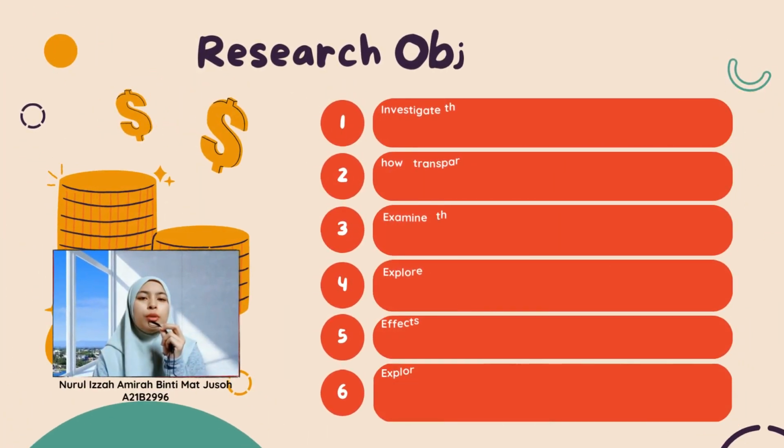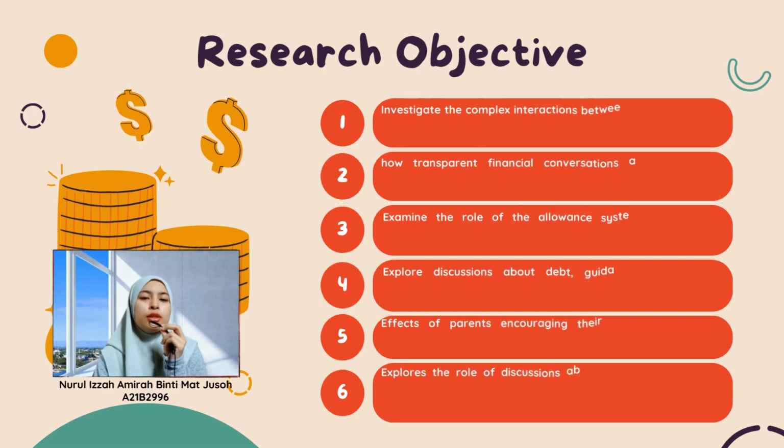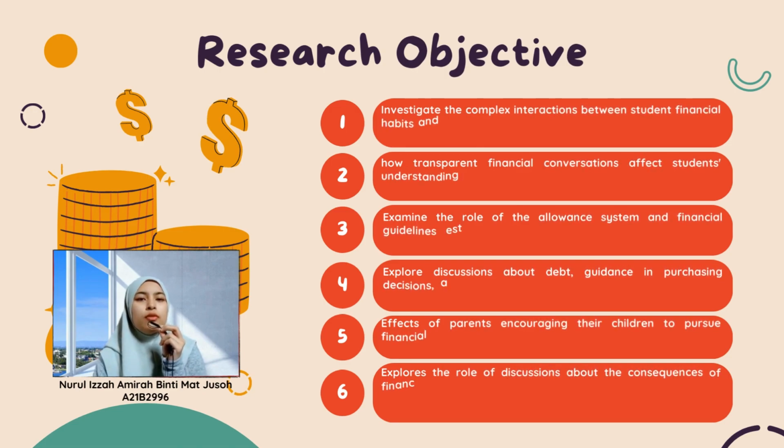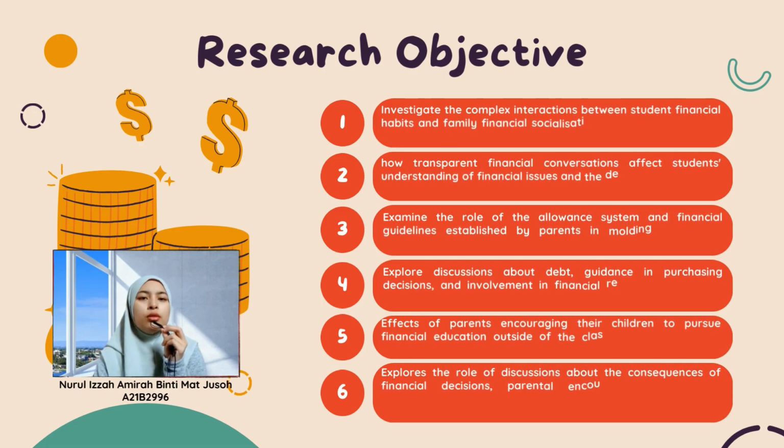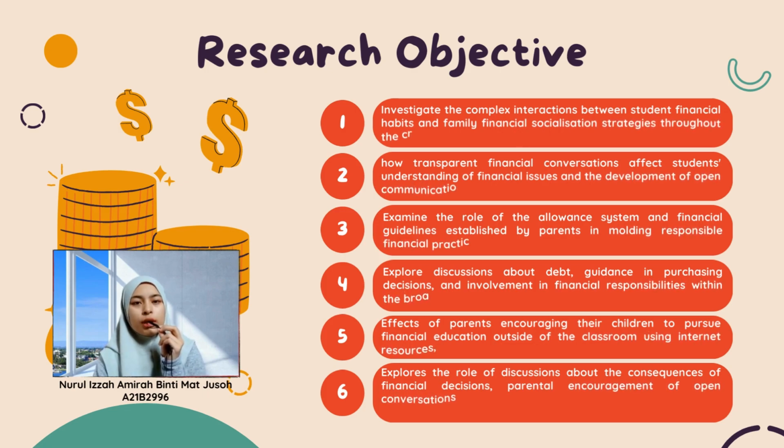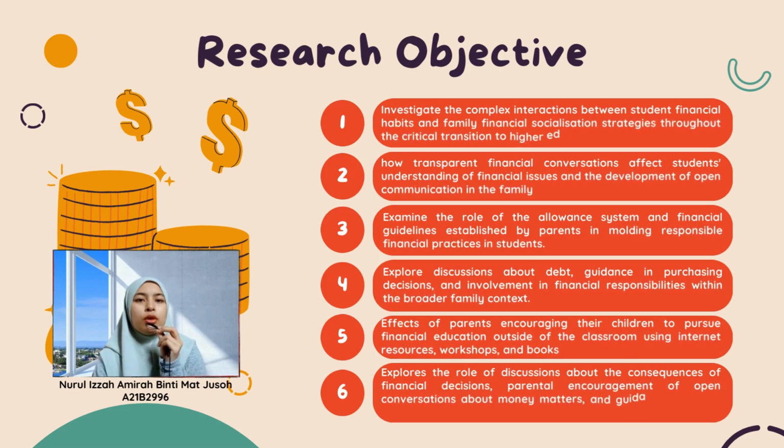The project aims to methodically investigate the complex interactions between student financial habits and family financial socialization strategies throughout the critical transition to higher education. Every goal focuses on different aspects of parental influence, such as how parents communicate, how they model responsible behavior, how they actively teach, and how the family's financial arrangements are structured.